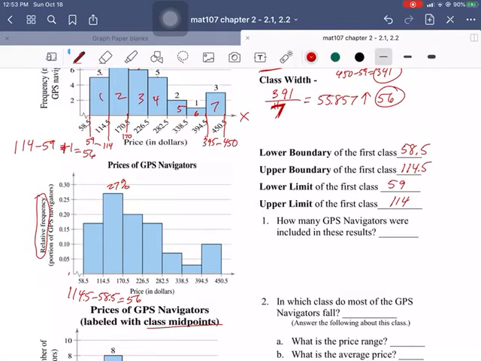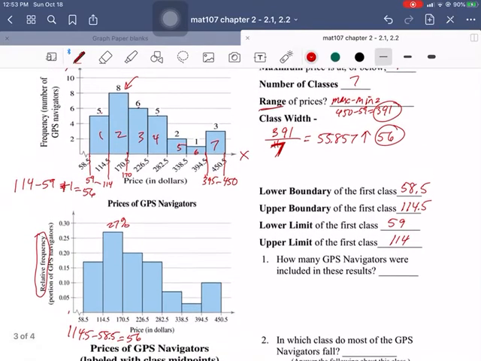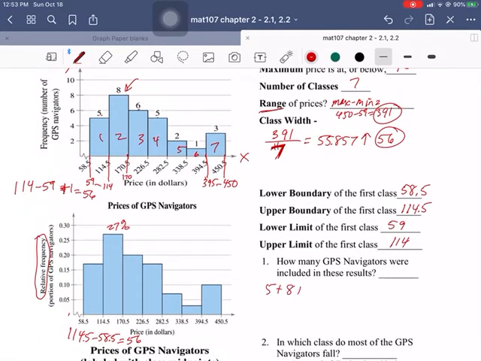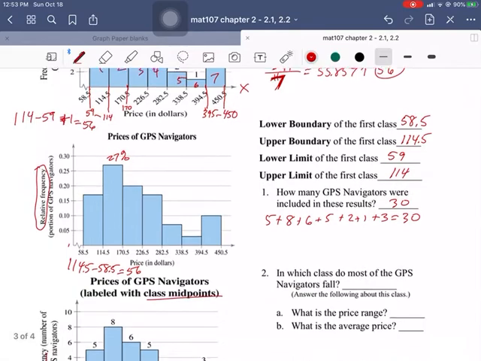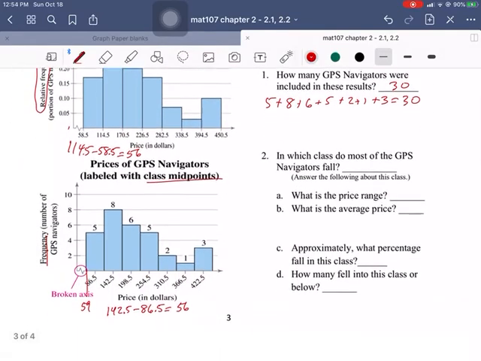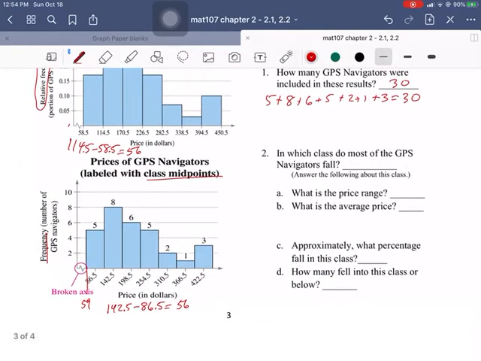How many GPS navigators are included? Well, let's go back to their frequency. 5 plus 8 plus 6 plus 5 plus 2 plus 1 plus 3 comes out to 30, right? Add their frequency, the cumulative frequency. Which class do most of the GPS locators fall in? Number 2. Answer the following about this one class.